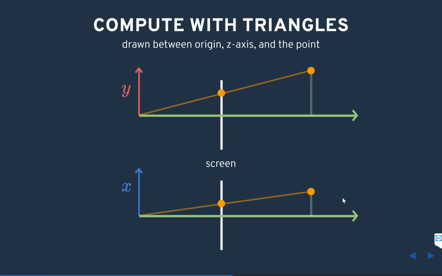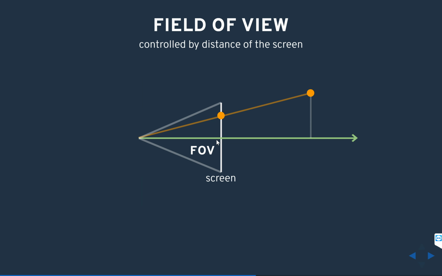And incidentally, the distance to the screen actually controls the field of view. So if this was closer to the screen, the closer it got, the wider the field of view would be. Right? Okay.